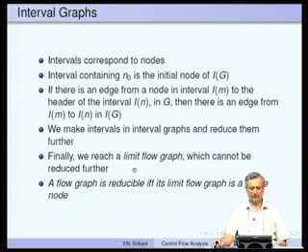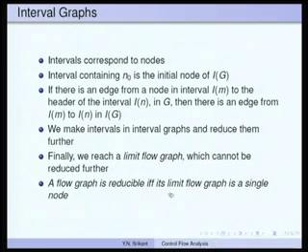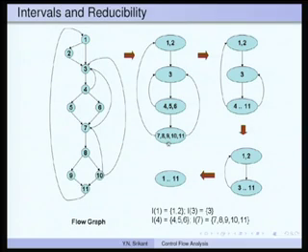Finally, we reach what is known as a limit flow graph, which cannot be reduced further, and a flow graph is said to be reducible if and only if its limit flow graph is a single node. So, this is an alternative definition of reducibility. In this case we reach this limit flow graph, which is a single node, and therefore this entire flow graph here is reducible.